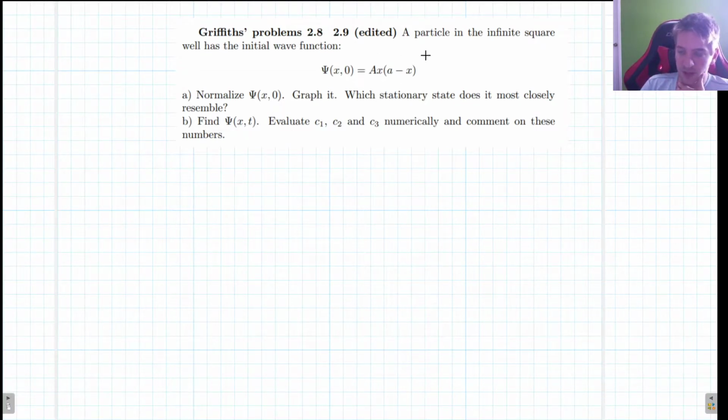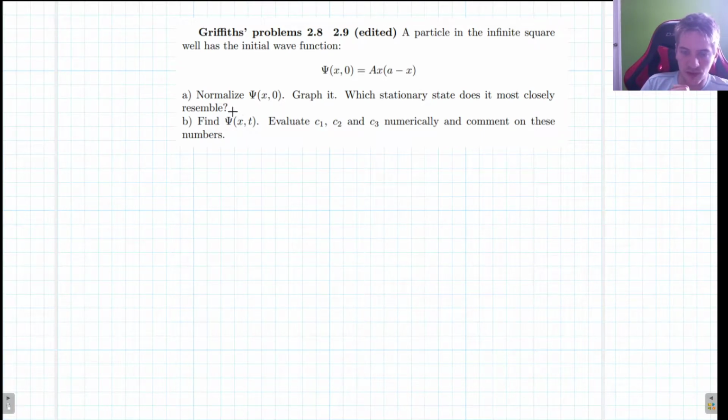Okay, so this problem tells us that there's a particle in the infinite square well with this initial wave function. We have to first normalize it, then we have to graph it, just a sketch to see which stationary state it most closely resembles. That's part A.